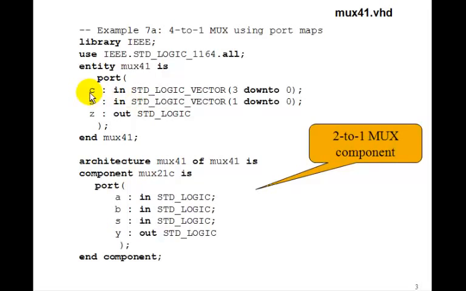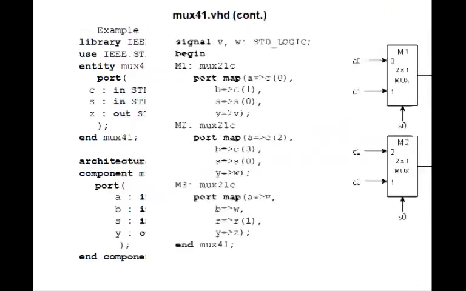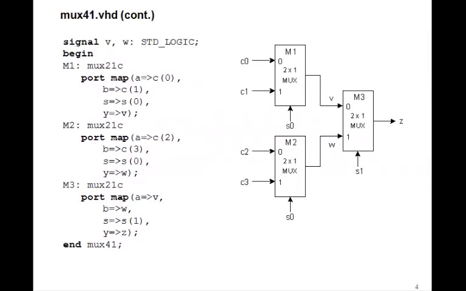The inputs are going to be C3 down to 0, so this will be C3, C2, C1, C0. S will have the two values, S1 and S0, and the output will be Z. So what we need is 3 instances of these 2-to-1 MUXes. We'll call them M1, M2, and M3. So we need 3 port map statements, M1, M2, and M3.